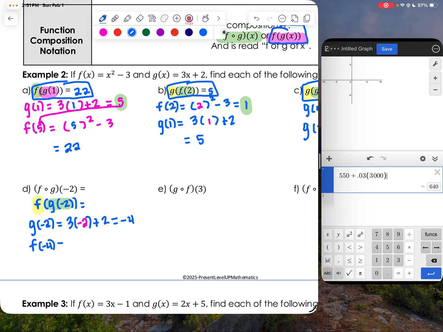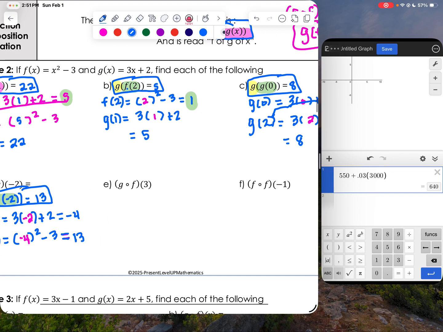So now you're calculating f of negative 4. Now the f function is x squared minus 3. So parentheses squared minus 3, and I'm going to plug in a negative 4. So negative 4 squared is 16. 16 minus 3 is 13. So f of g of negative 2 is equal to 13.